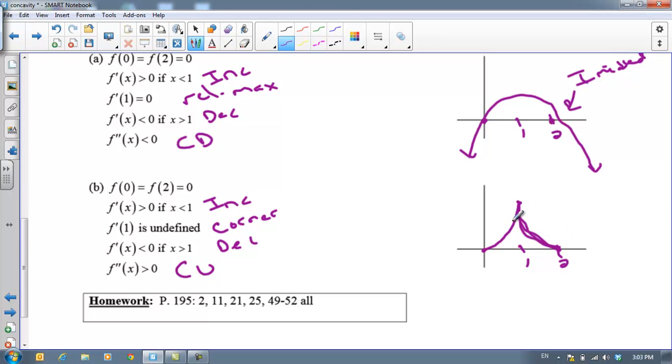increasing to decreasing. So you guys will practice points of inflection and concavity, and I will see you guys tomorrow.